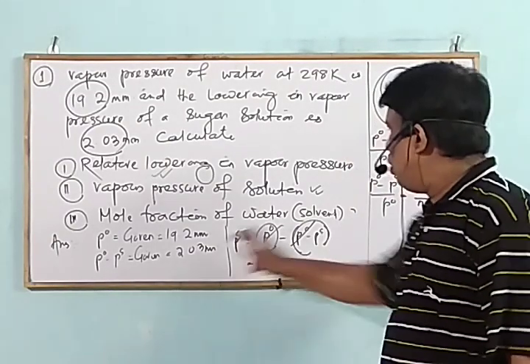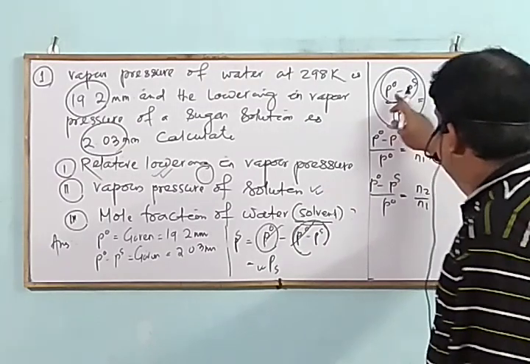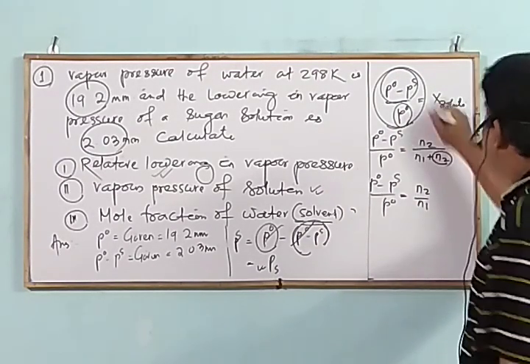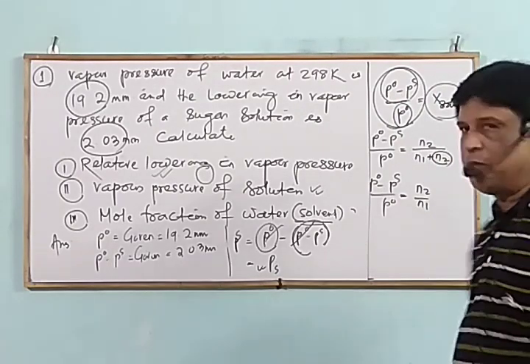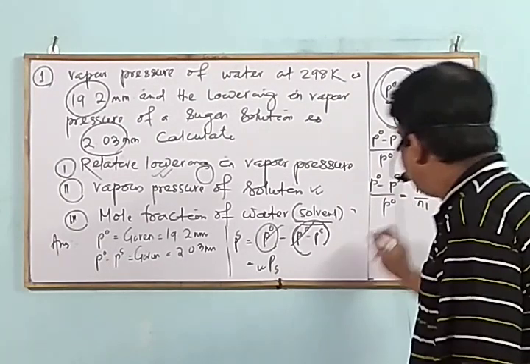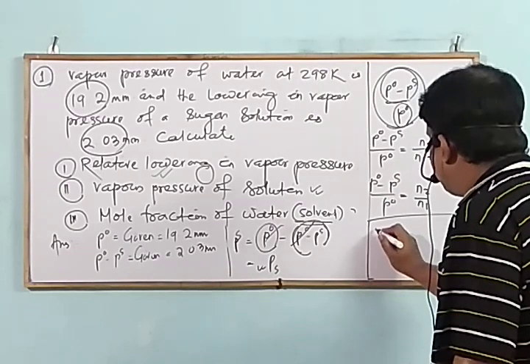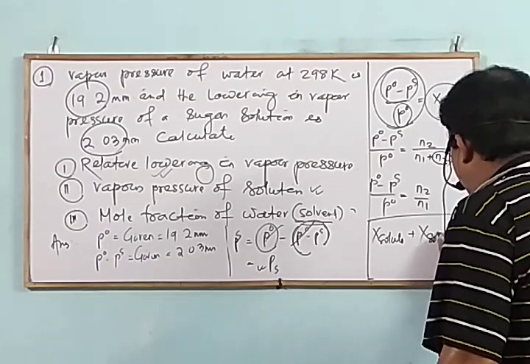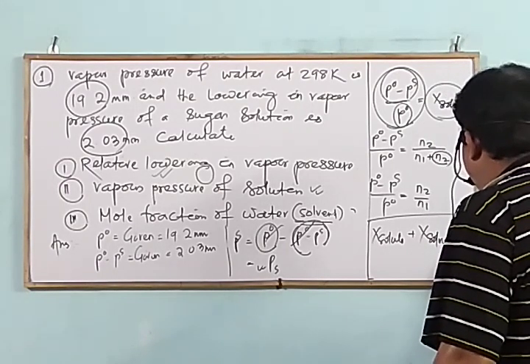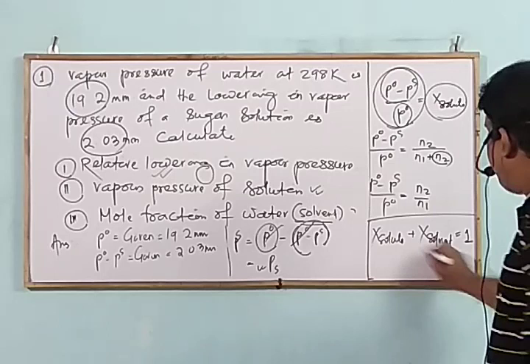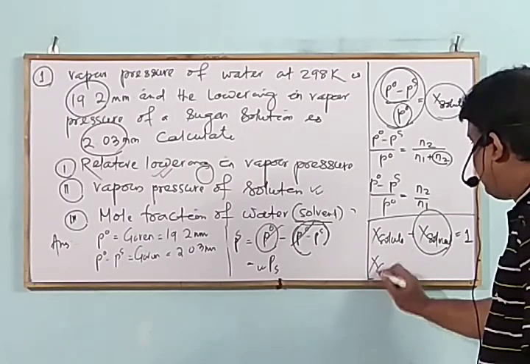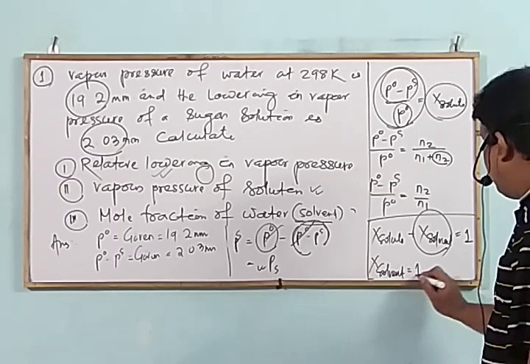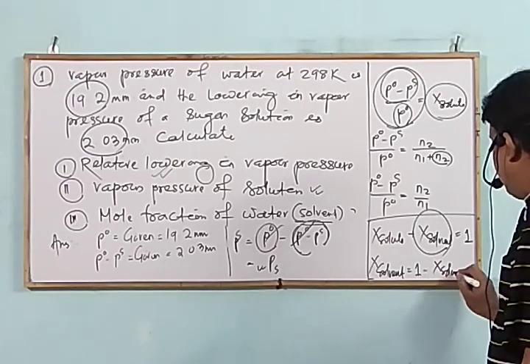Next is the mole fraction of solvent. This value is known, this value is known, division also, that is RLVP is known. This value is equal to the mole fraction of the solute. We know that for a binary solution, mole fraction of solute plus mole fraction of solvent is equal to 1. That means our aim is to calculate the mole fraction of solvent, that is, mole fraction of water is equal to 1 minus mole fraction of solute.